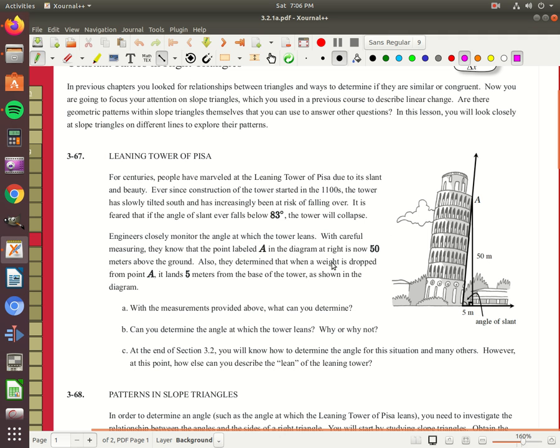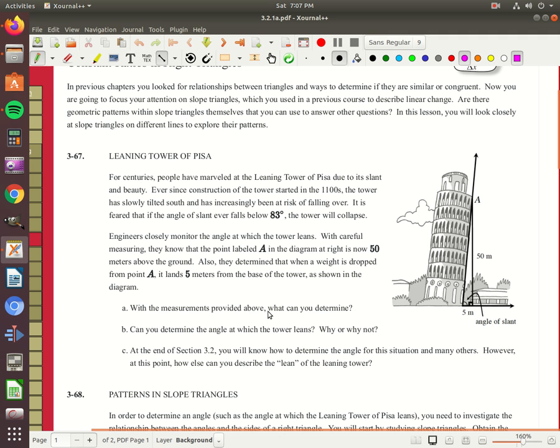With careful measuring, they know that the point labeled A in the diagram at right is now 50 meters above the ground. So they must drop a string and know the length of that string, so they know it's 50 meters straight to the ground. Also, they determine that when a weight is dropped from point A, it lands 5 meters from the base of the tower. So they have this triangle figured out, 5 by 50. You'll notice it's a right triangle, as shown in the diagram.